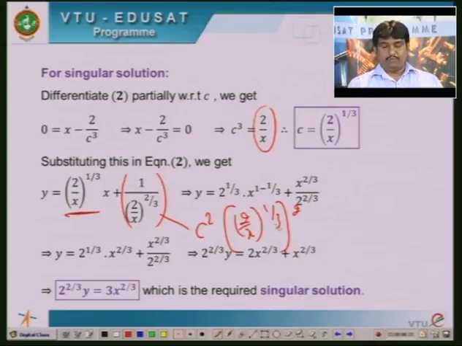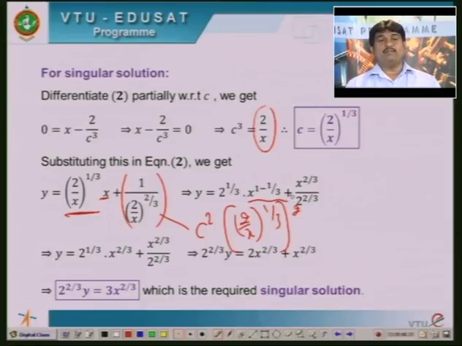Law of indices, 1 by 3 into 2 is 2 by 3. So we have 2 by x whole to the power of 2 by 3 here. You simplify this, it is 2 to the power of 1 by 3 into, you take x to numerator. Law of indices: x power of 1 by 3 when it comes to numerator becomes x power of minus 1 by 3. So we have one more x here.